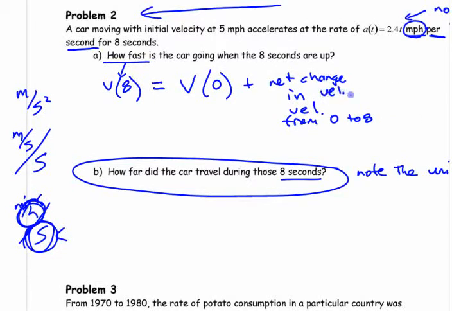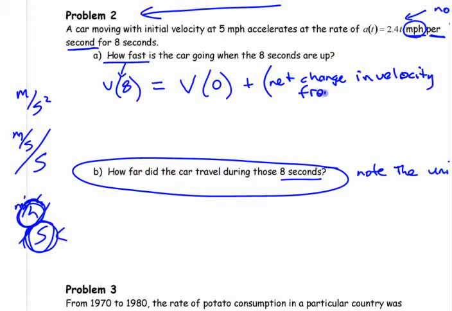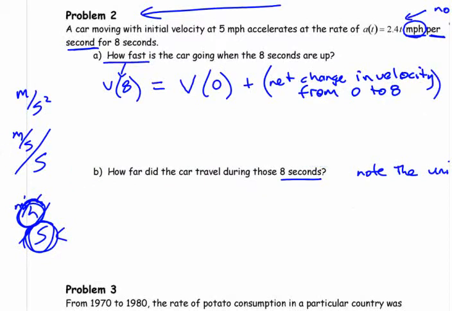Let me write it so I have more room here. Take a second to wrap your brain around that. Net change in velocity from 0 to 8. So you're saying, what was its velocity at a certain time, plus however much it changed from 0 to 8. I think you're given its velocity at 0, aren't you? 5 miles per hour? 5.